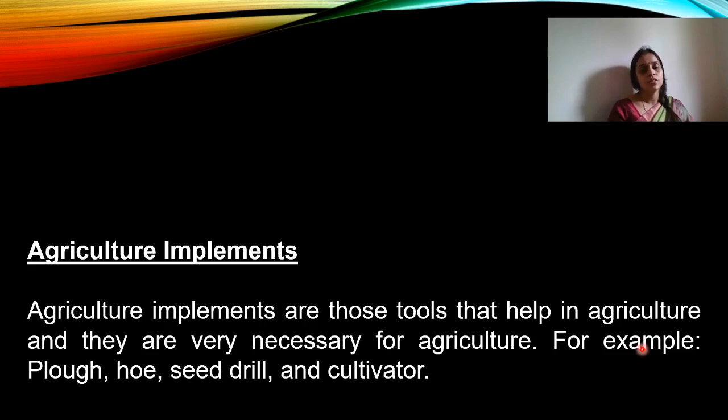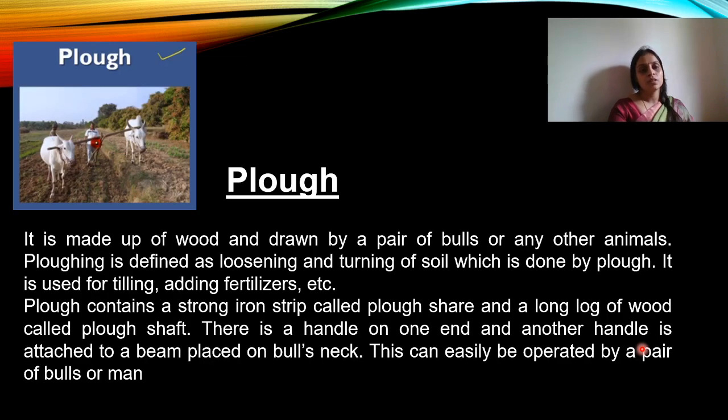Coming to agricultural implements. These are the tools which help in agriculture. These are very essential, like plow, hoe, seed drills, cultivator. Coming to the plow, this is made of wood or iron, and is drawn by a pair of bulls or camels, etc. Any other animals can be used. Plowing is defined as loosening and turning of the soil which is done by a plow, and it is used for tilling as well as adding fertilizers.